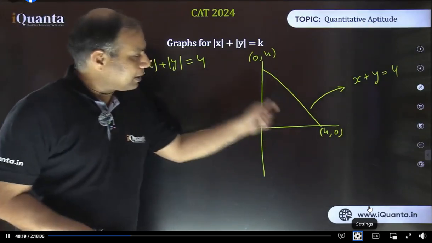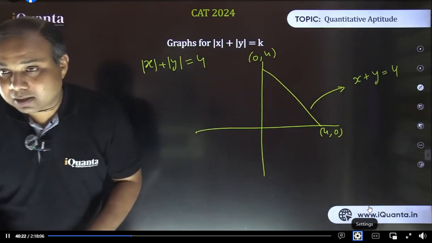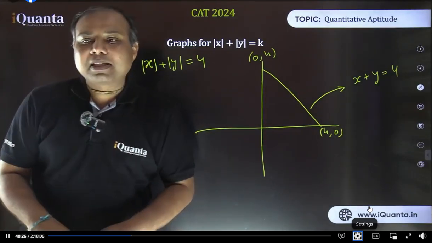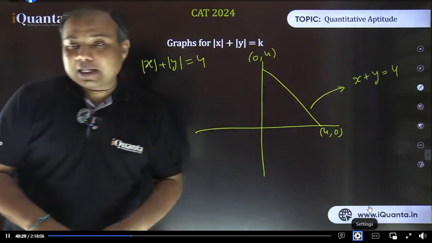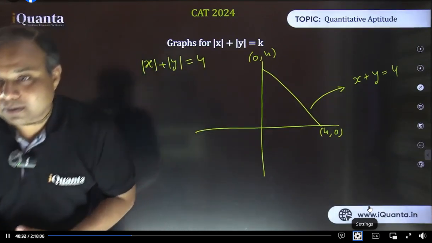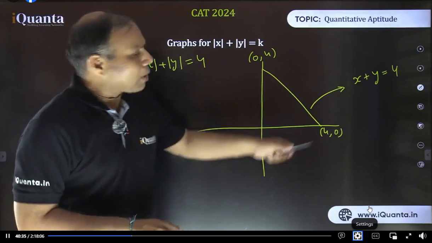How many more points are there on this line whose both coordinates are integers? Manya, you are not listening properly. I'm saying how many points are there whose both coordinates are integers, means x and y both are integers. Yes, 3 more, and including these two boundary, total 5.